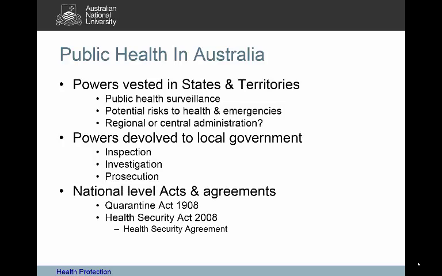There are national level acts and agreements, such as the Quarantine Act, which has just recently been replaced by the Biosecurity Act nationally. The Health Security Act 2008 allows for the Commonwealth to forward information about internationally important public health risks to the World Health Organization and other international health bodies. And there's also a health security agreement which outlines a national notifiable disease list. So that allows for surveillance to occur at the national level, where the Commonwealth is able to aggregate data from states and territories, which are also collected under their local, state and territory public health acts. And it allows for a national level collection of data and identification of problems.